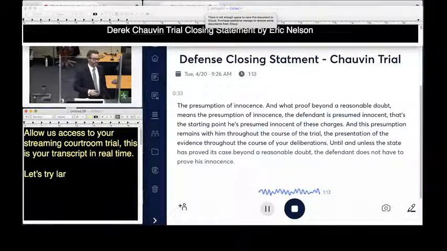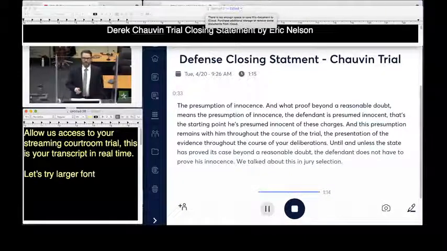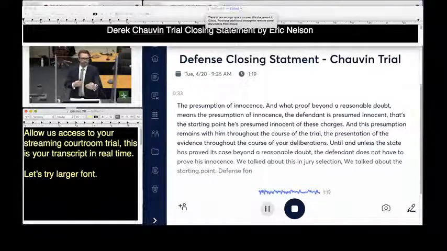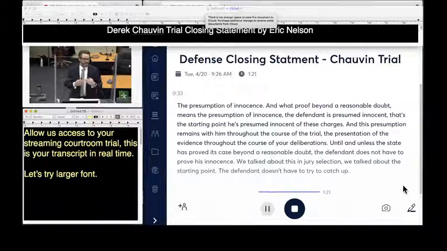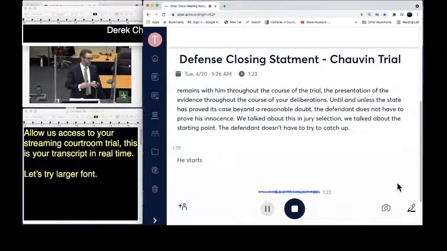We talked about this in jury selection. We talked about the starting point. The defendant doesn't have to try to catch up. He starts at the presumption of innocence.